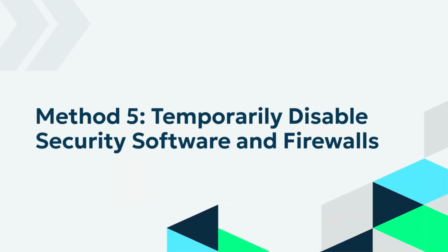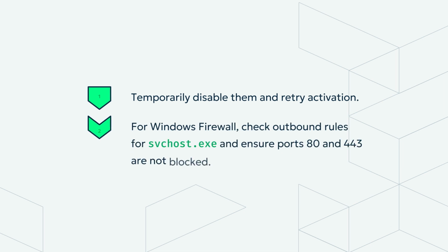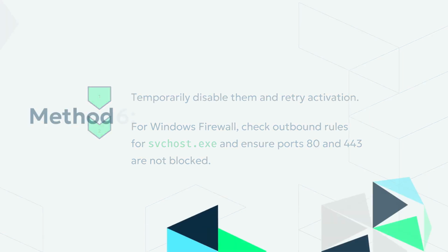Temporarily disable security software and firewalls. Sometimes third-party antivirus tools or Windows Firewall itself can block activation traffic. Temporarily disable them and retry activation. For Windows Firewall, check outbound rules for svchost.exe and ensure ports 80 and 443 are not blocked.